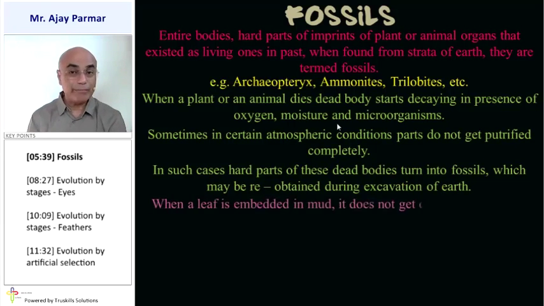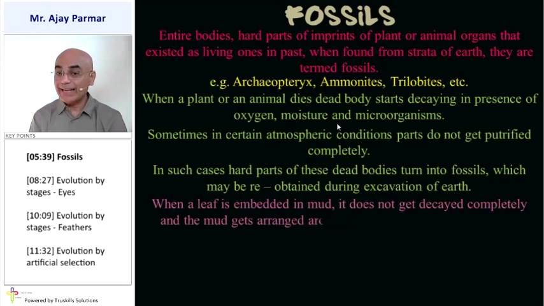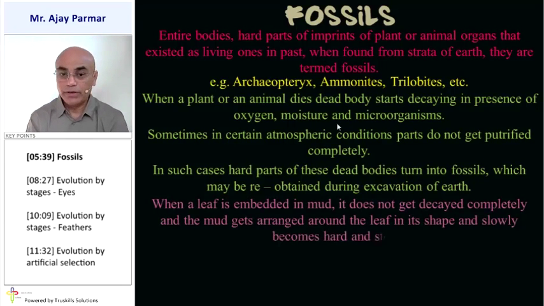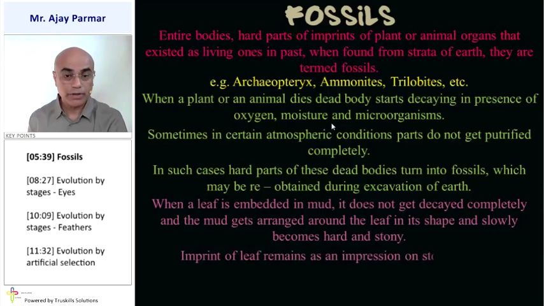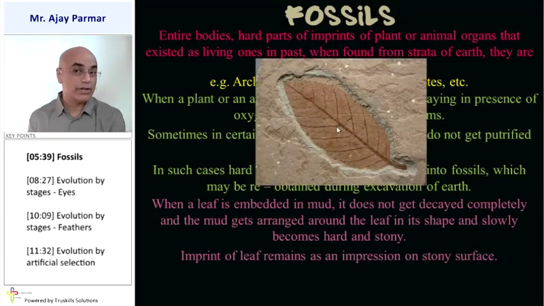When a leaf is embedded in mud, it does not get decayed completely. Then the mud settles around that leaf, takes its shape and slowly becomes a hard stony structure. The imprint of that leaf remains as an impression on that stony structure, as shown in this figure and in this photograph. And that is nothing but the fossil of that particular leaf.